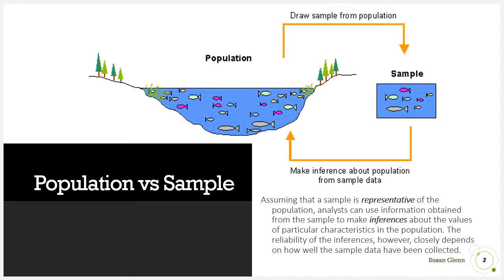And when we take a subset of the population, we're assuming that that subsample is representative of the entire population. So if we look at this sample taken from the lake, we're assuming that these different species and these age distributions and these sizes are indicative of what we would find in the overall population. With that, you can make inferences about the characteristics of the population. However, the reliability is going to be dependent on how well the data was collected as to how representative it is of the actual population.